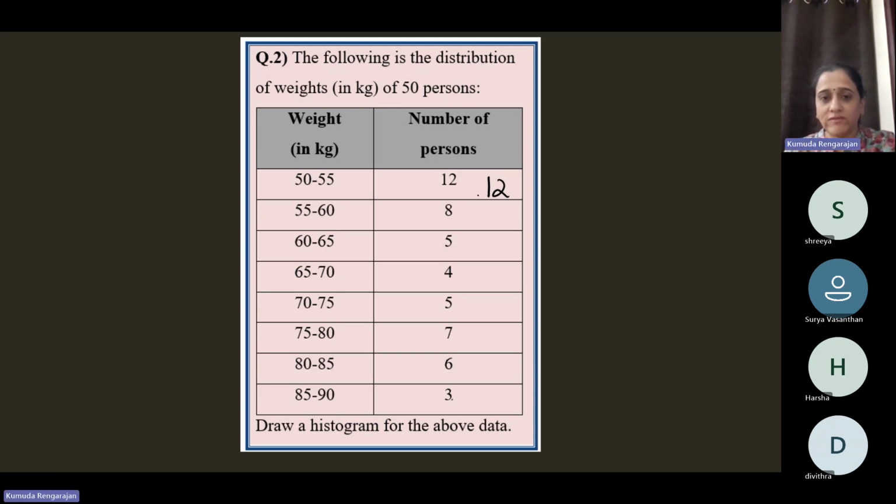The highest value is 12 and the lowest value is 3. So will you take a scale of 10 on the y-axis? 10, 20, 30, 40? No. The highest value is 12, so 20, 30 is not needed. You can even mark 1, 2, 3, 4, 5 or 2, 4, 6, 8, 10 along the y-axis. 1, 2, 3, 4, 5 is also good, or 2, 4, 6, 8, 10.